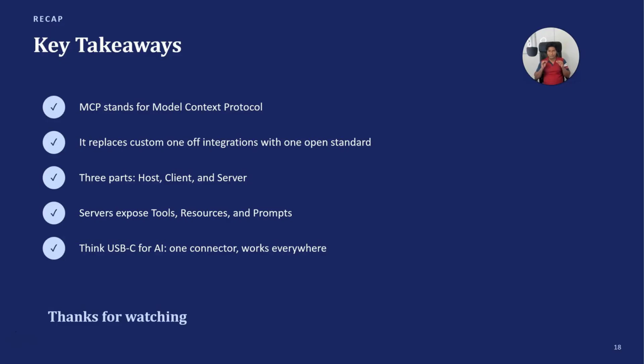Alright, let us bring it all together. MCP stands for Model Context Protocol. It solves the problem of every AI tool needing its own custom integration. It works through three parts: the host, the client, and the server. Servers expose tools, resources, and prompts. And the real world impact is simple. AI assistants can actually reach your files, your apps, and your data. And they do it in a safe, standardized way. Think of MCP as the USB-C of AI. One standard connector, so everything just works together.